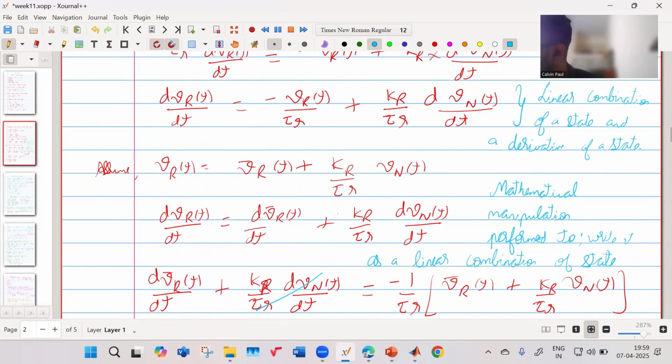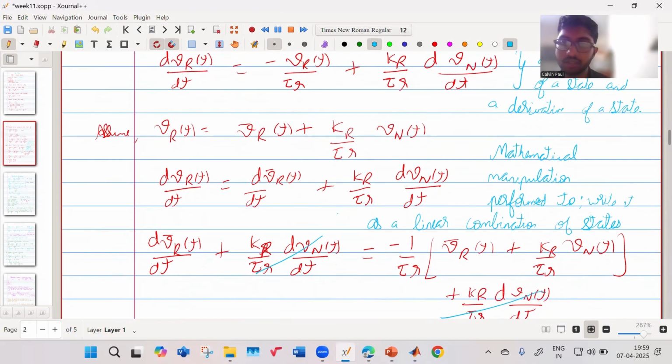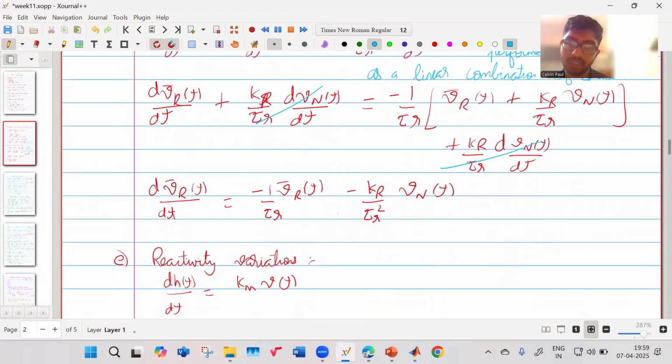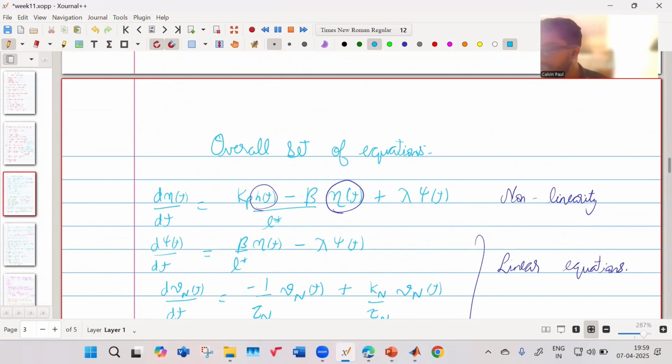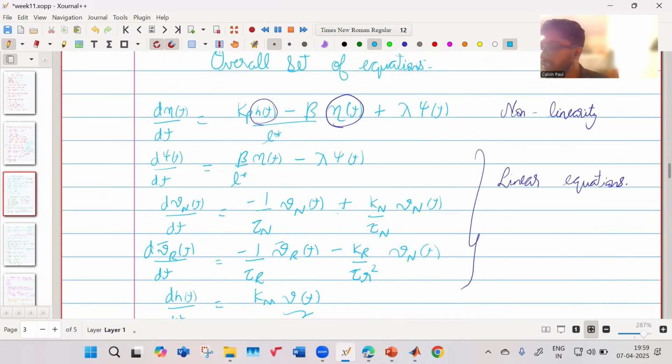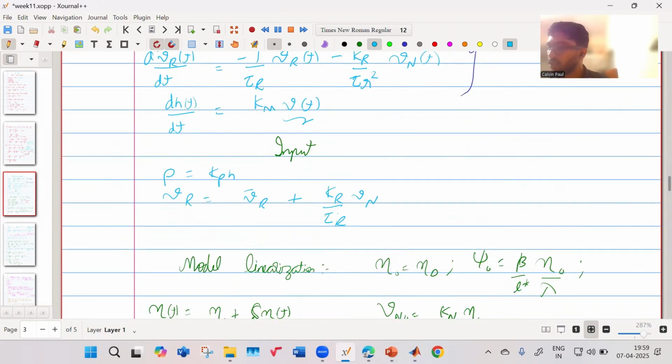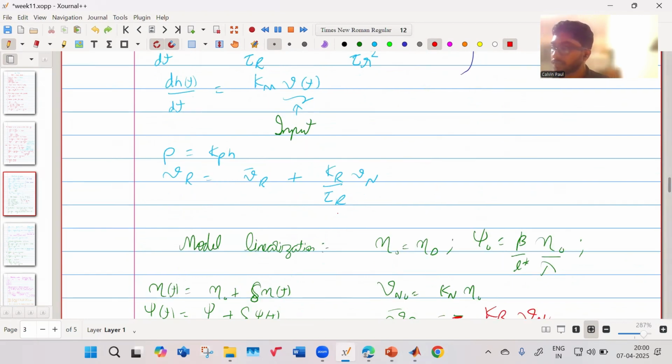So I think this is a general practice, a well-known standard practice which is used in industry. Then the reactivity variations have also been shown. And the overall set of equations is shown, where the non-linearity and the linear equations are written. Then what is the input? This is my input, and these are the output equations. These are some additional equations.